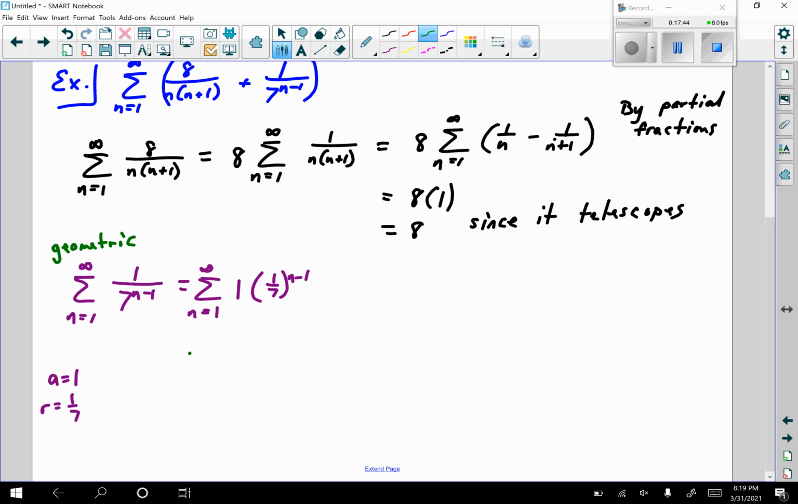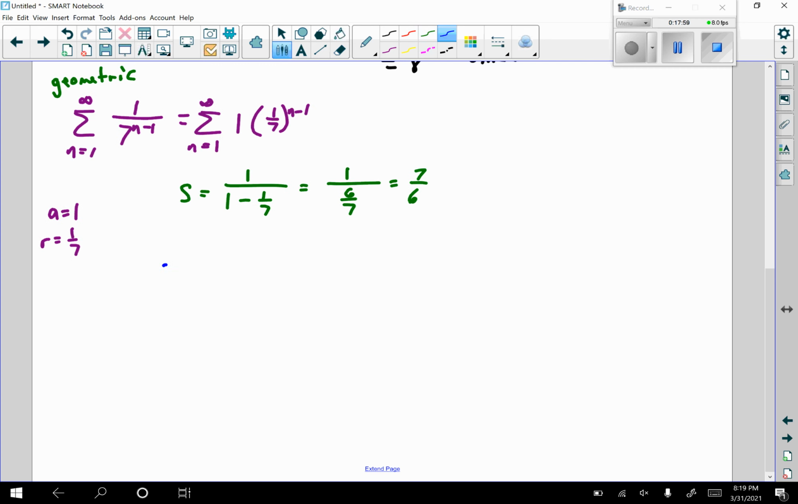And then we could say the sum of this is going to be a, which is 1, over 1 minus r. So 1 minus 1/7, which becomes 1 over 7/7 minus 1/7, which is 6/7. So then we get 7/6. So we're just going to add these two together. So then the summation as n goes from 1 to infinity of 8 over n times n plus 1, plus 1 over 7 to the n minus 1, is equal to 8 plus 7/6.